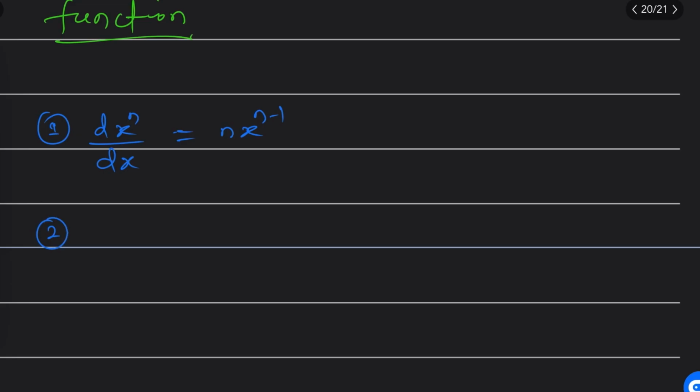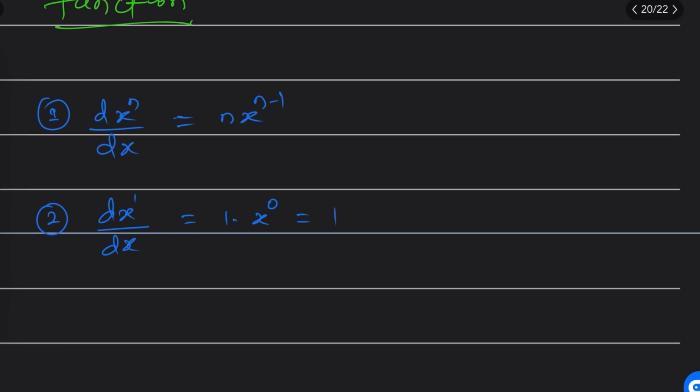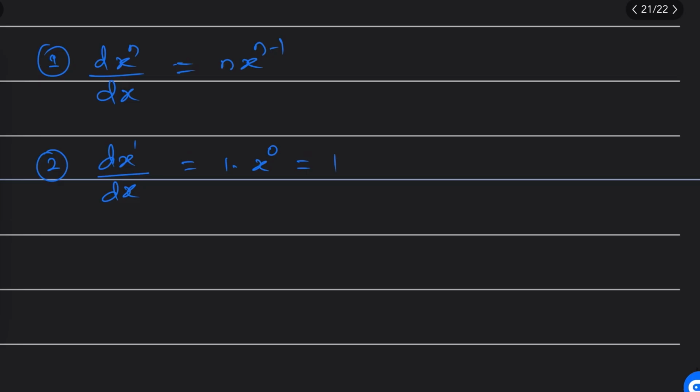Second formula is, if I'm writing differentiation of x with respect to x, sir, what is the power of x here? 1. So what will be the formula, sir? 1 into x power 1 minus 1, which is x power 0, so that is 1, sir. Okay, keep in mind dx by dx is 1.